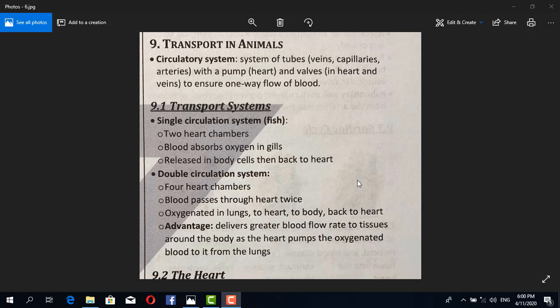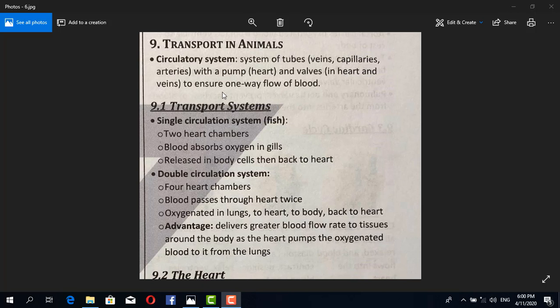Hello everyone, last but not least, we're back again for the last chapter in biology for grade 9, which will be transport in animals. Transport in animals depends majorly on the circulatory system, which consists mainly of the heart and the blood vessels. In this chapter, we'll be going through each component of the circulatory system and how it works.